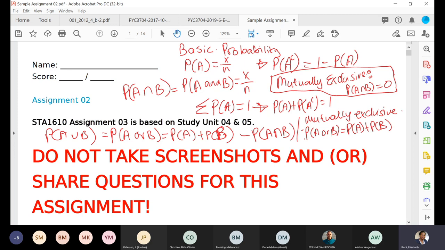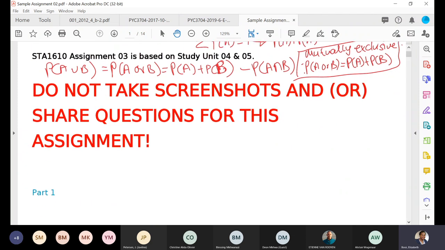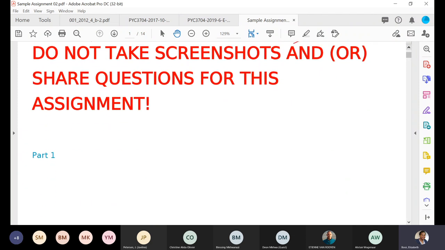So only for mutually exclusive events, the probability of A or B is equal to the probability of A plus the probability of B. The other thing we also need to remember when we deal with probabilities is your conditional probabilities, the probability of something happening given that another event has already happened. So the probability of A given B will be given by the probability of A and B divided by the probability of the given, which is B. That is for your normal probability.